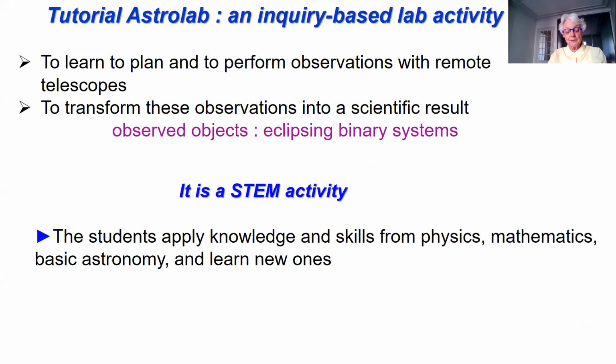For the tutorial, the students learn to plan and to perform observations with remote telescopes, and learn to transform these observations into a scientific result. The observed objects are often eclipsing binary systems. Their periodic light behavior offers many opportunities to apply knowledge and skills from physics, mathematics, and basic astronomy, and to acquire new insight.